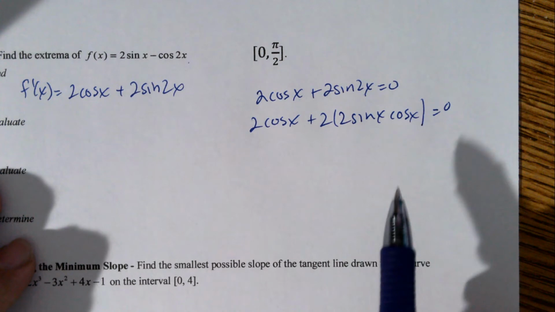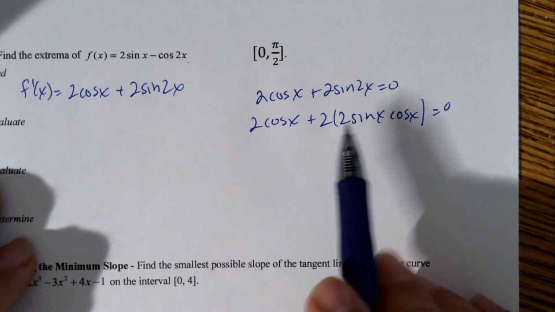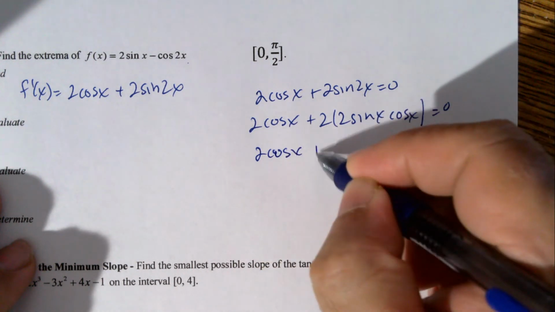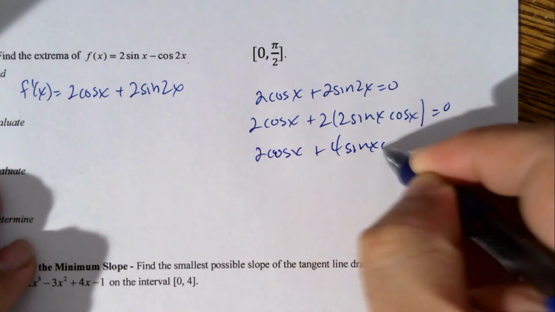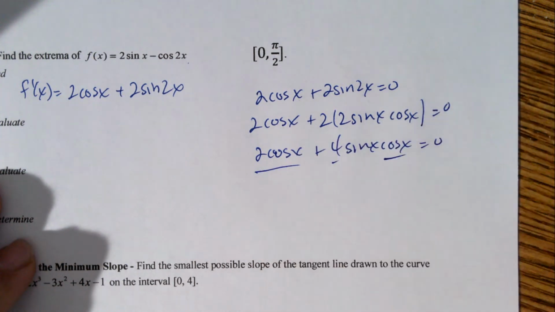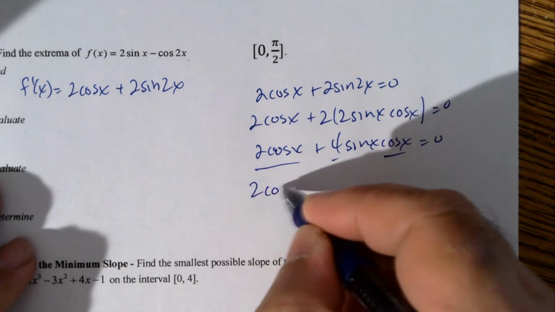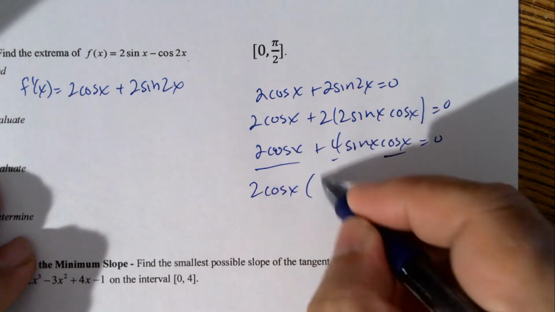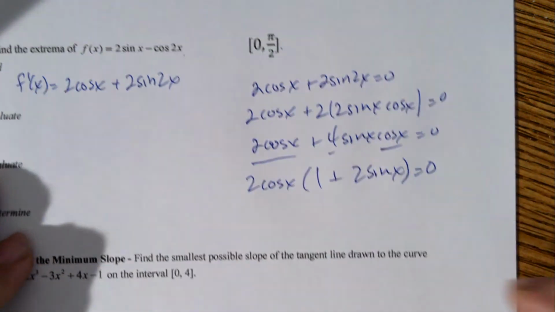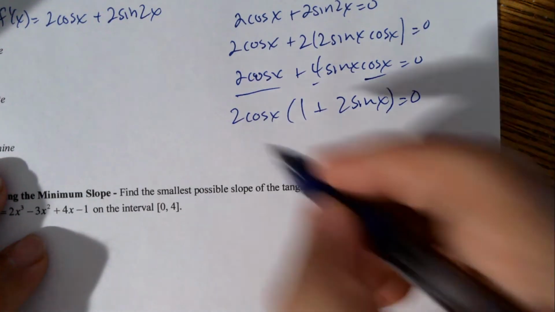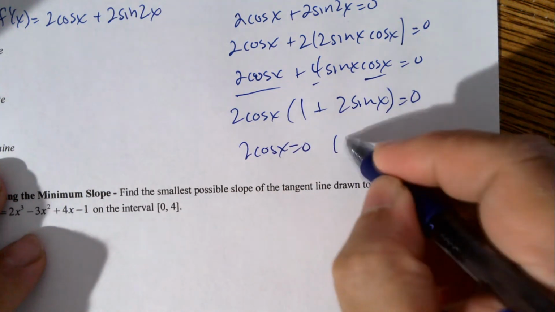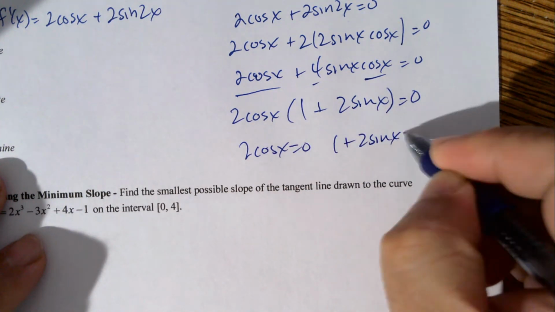And let's clean that up a little bit. I'm going to go ahead and factor out. I forget it. I lost people last time. So 2 cosine x plus 4 sine x cosine x equals 0. I'm going to take out a 2 cosine x. So 2 cosine x times 1 plus 2 sine x. And set each factor equal to 0. Solve. So that means 2 cosine x equals 0, and 1 plus 2 sine x equals 0.